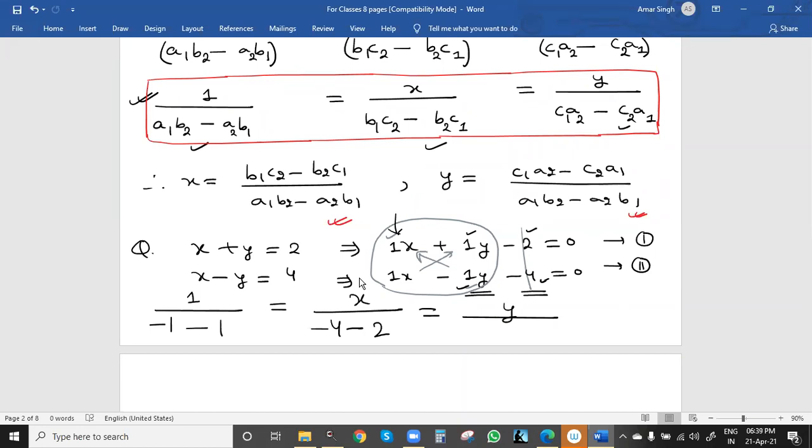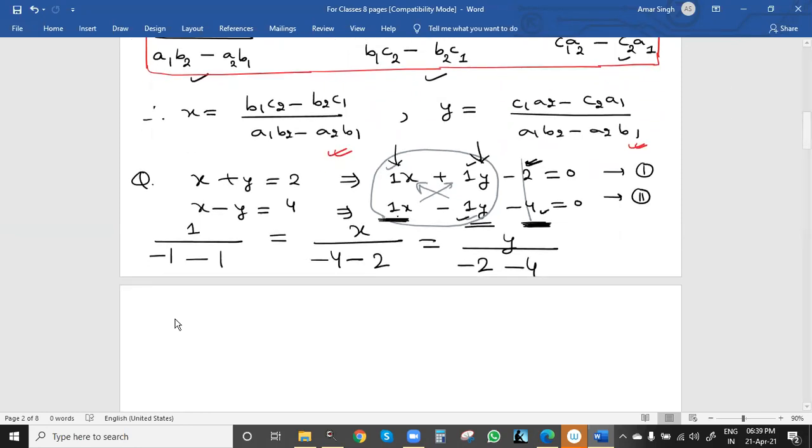Then remember c1 a2, not a1 c2, c1 a2. So for the y value we'll ignore this column and focus on these values. So c1 a2: c1 is minus 2, and a2 will be 1, so minus 2 into 1, that is minus 2, minus c2 a1. C2 is minus 4, and a1 is 1, so minus 4 into 1 is minus 4. Now we can put the values.